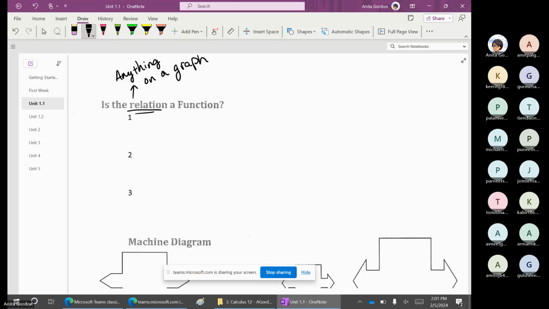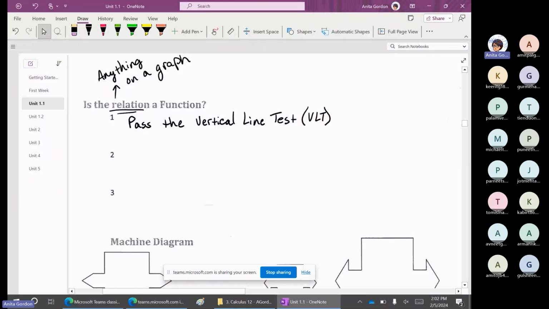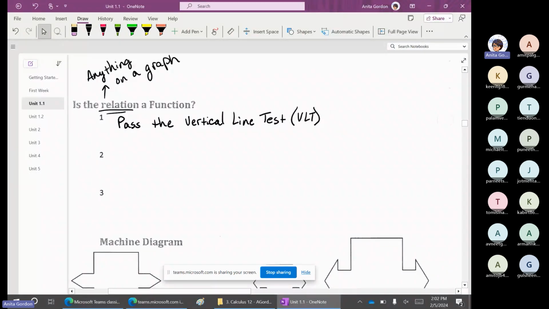Number 1, pass the vertical line test. And from now on, VLT, I'm not writing that out again. The squeegee works too.